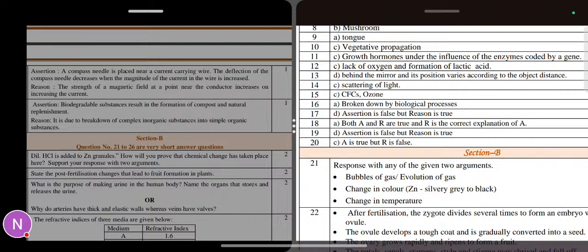So bubbles of gas, or evolution of gas, happens. Change in color: the zinc will change from silver gray to black. And also there will be a change in temperature.